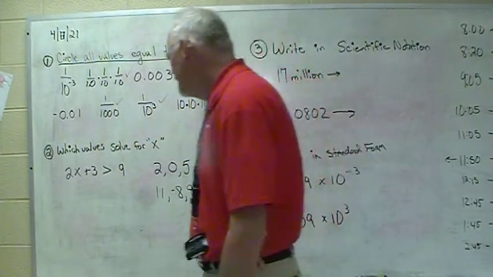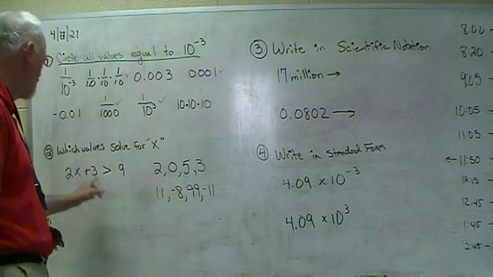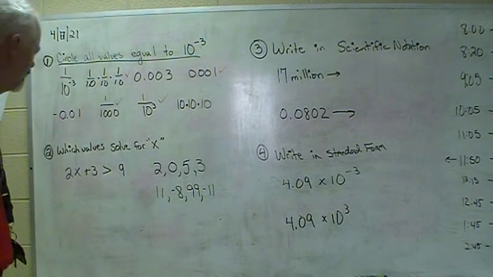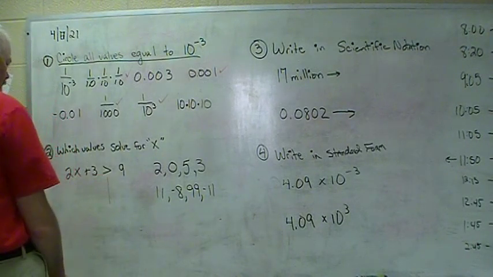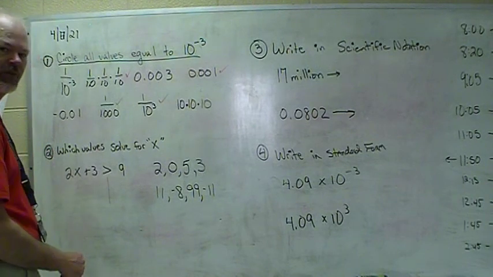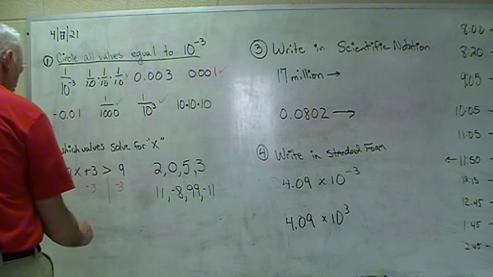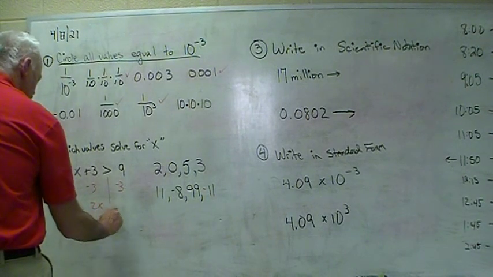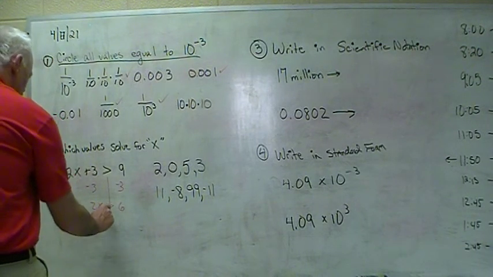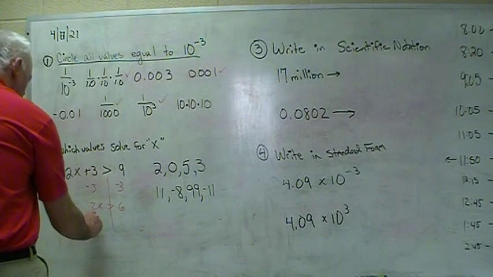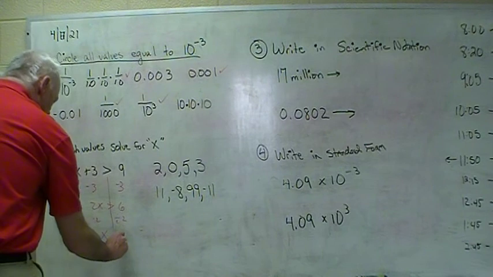All right? Next one, we've got an inequality. We want to know which of these numbers could I put in there for x and make it work, right? So first thing we do is solve it. Draw your little short line, right? And get the x by itself, all right? So first thing we do is take away 3 from both sides, right? That leaves us with 2x is greater than 6, right? Now we got to get rid of the 2. So we're going to divide by 2 on both sides. That leaves us with x on this side, 3 on this side.